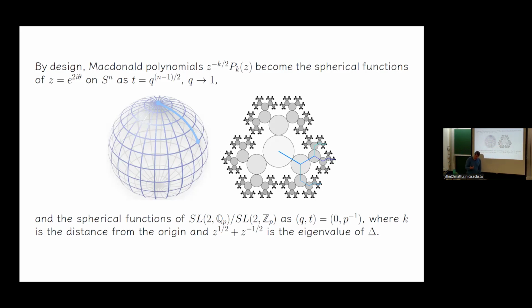First is that McDonald polynomials, and then later in life McDonald realized that in fact he can define polynomials that specialize to both p-adic and real symmetric spaces.